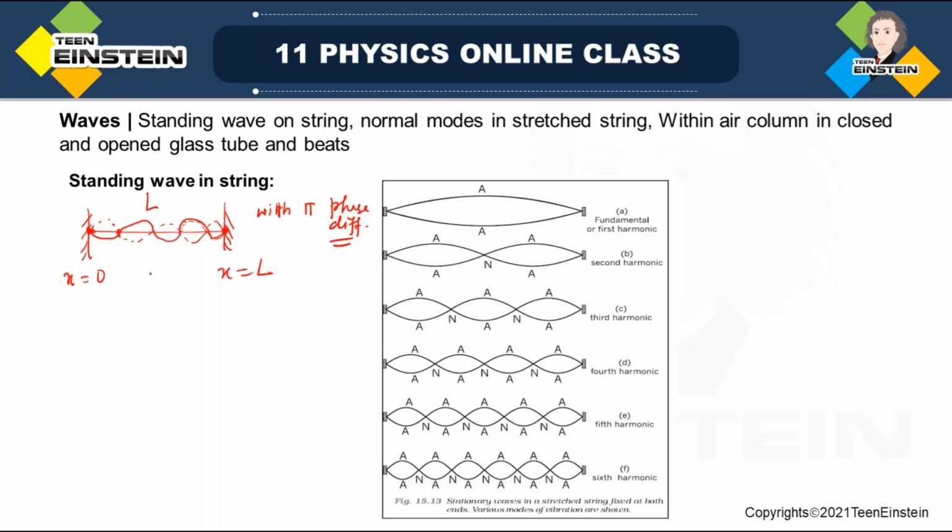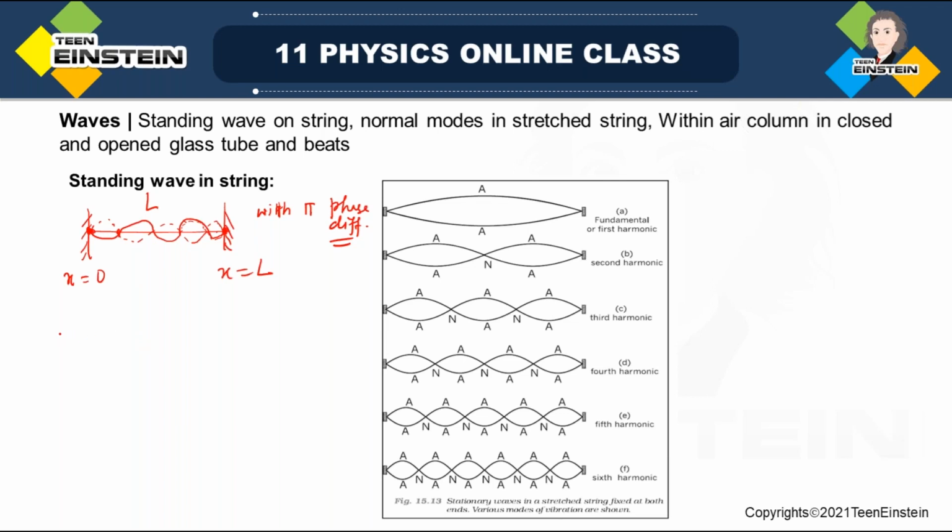Now we'll try to find out what happens once you pluck this string. There can be various numbers of frequencies vibrated. So various numbers of frequencies or standing waves may be produced in the string, and all those frequencies are called natural frequencies or modes of vibration. We'll try to find out the modes of vibration, that means various natural frequencies which could be excited in a string.